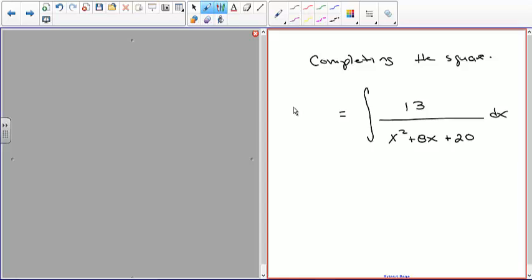So then we try to make it fit into one of the three formulas that we have: 1 over the square root of a squared minus u squared, 1 over a squared plus u squared, or 1 over u times the square root of u squared minus a squared. Those are the three that we know at this point.